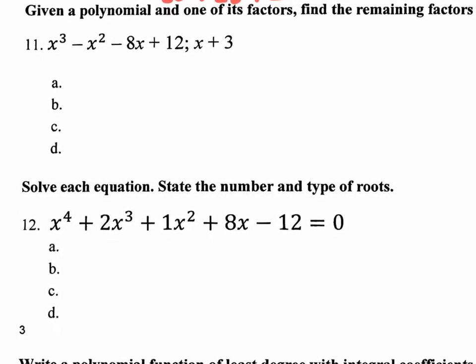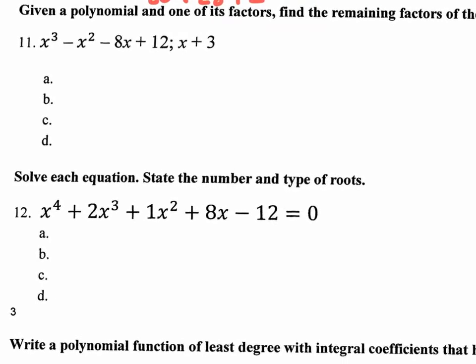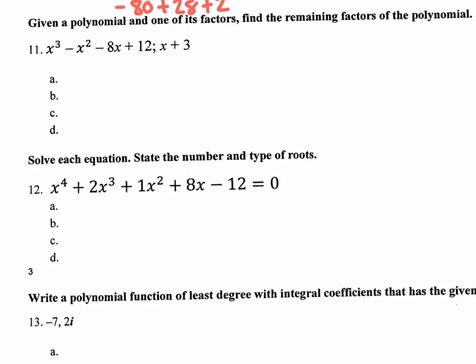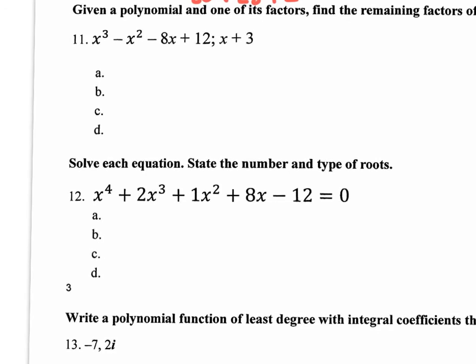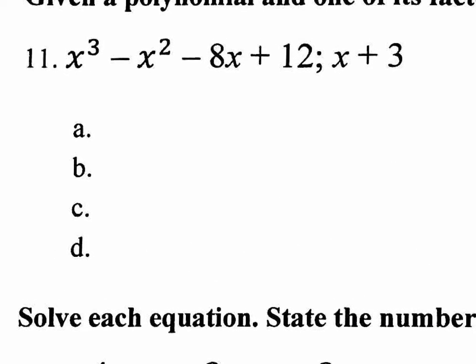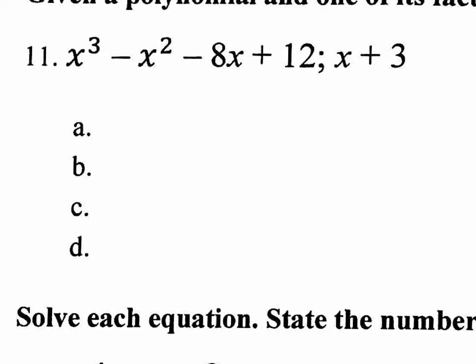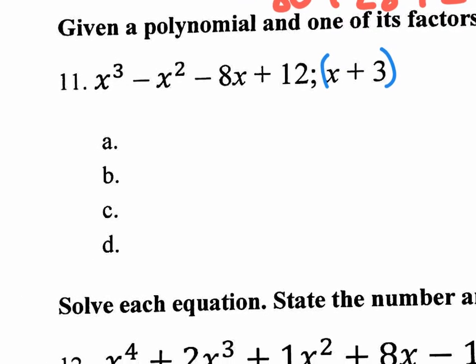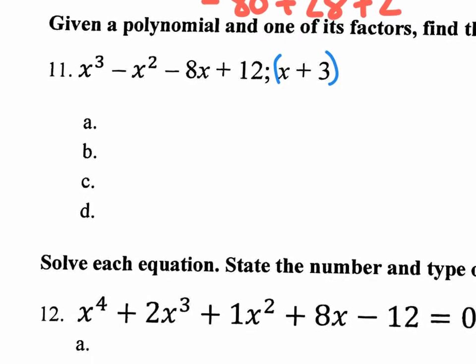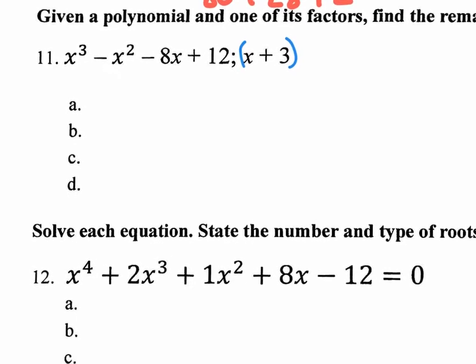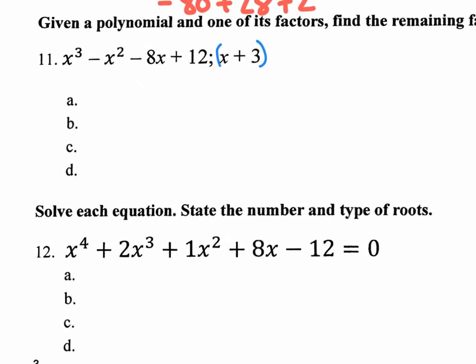Given a polynomial and one of its factors, find the remaining factors of the polynomial. So they want us to factor this, but they're giving us one of the factors. One of the factors is x plus 3. Everybody copy this down, please. And you also want to write down the instructions that they're giving you one of the factors, and they want you to completely factor it. So given a polynomial and one of its factors, find the remaining factors.